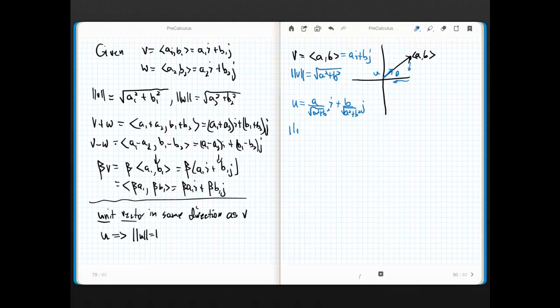What is the magnitude of u? Well, isn't it just this guy squared plus this guy squared, the square root of that? So I get a squared over a squared plus b squared, plus b squared over a squared plus b squared. I'm just squaring these terms. The square root of this is the square root of a squared plus b squared over a squared plus b squared, which, you guessed it, is 1.